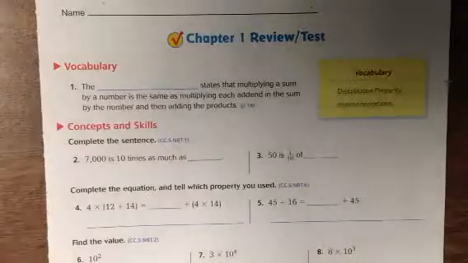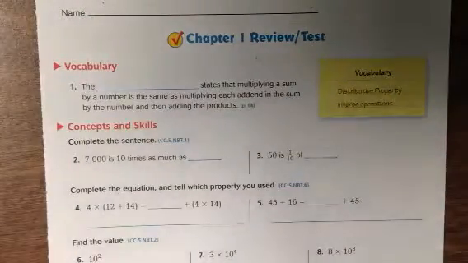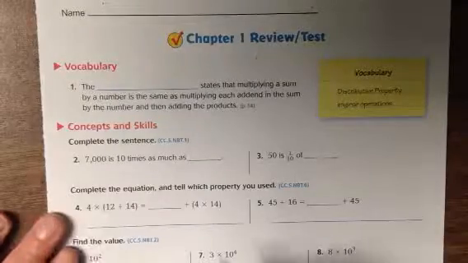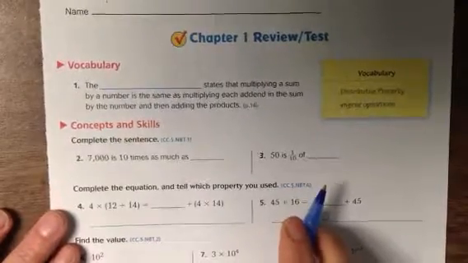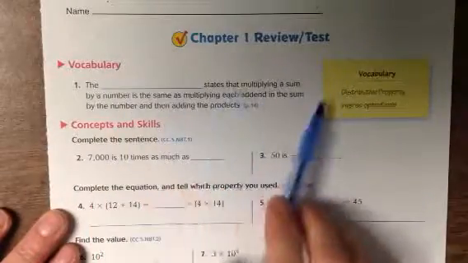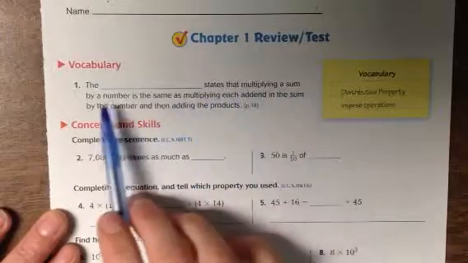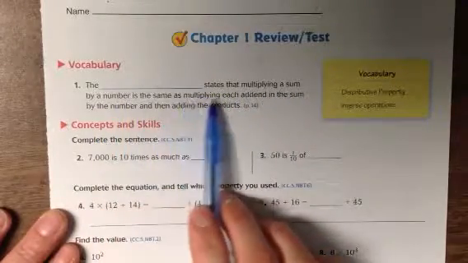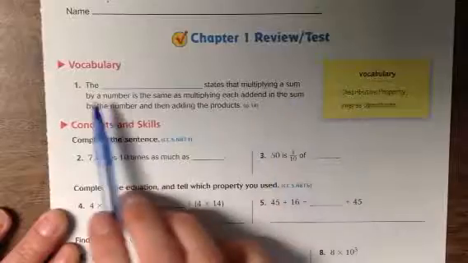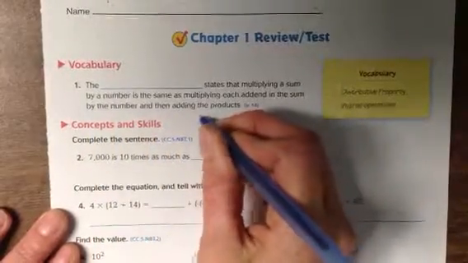Alright, today is a chapter review, so it's extremely important that if you have stuff that you're not understanding, you make sure to ask the questions, or ask good questions. So, the first thing is just a vocabulary word. The blank states that multiplying a sum by a number is the same as multiplying each addend in the sum by the number and then adding the products. So like this.